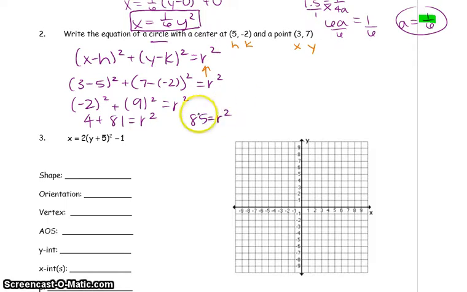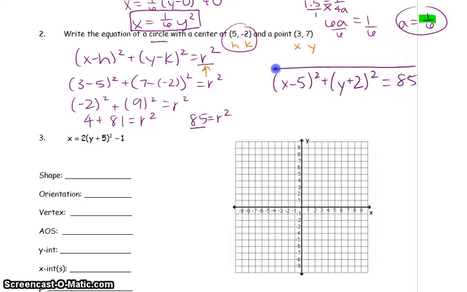So your gut response might be to take the square root of both sides and solve for r, but we only want r squared in our equation. So all we do is we take this 85 and we plug it in with our h and k, and that would be our standard form. So we'll have (x minus 5) squared plus (y plus 2) squared equaling 85. So that is our standard equation for this circle that it describes.